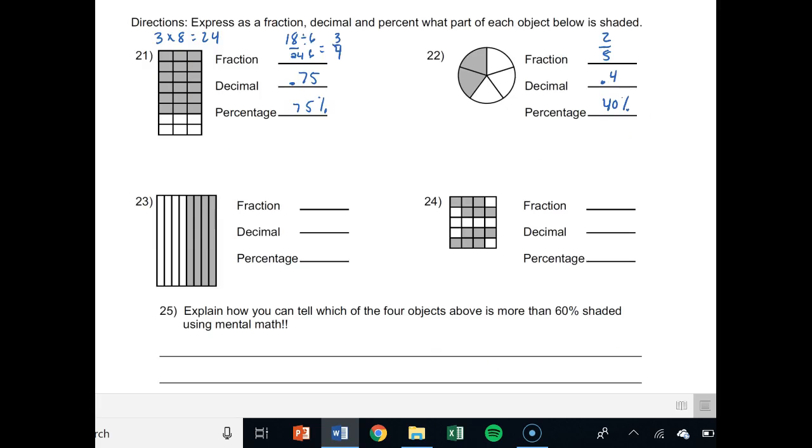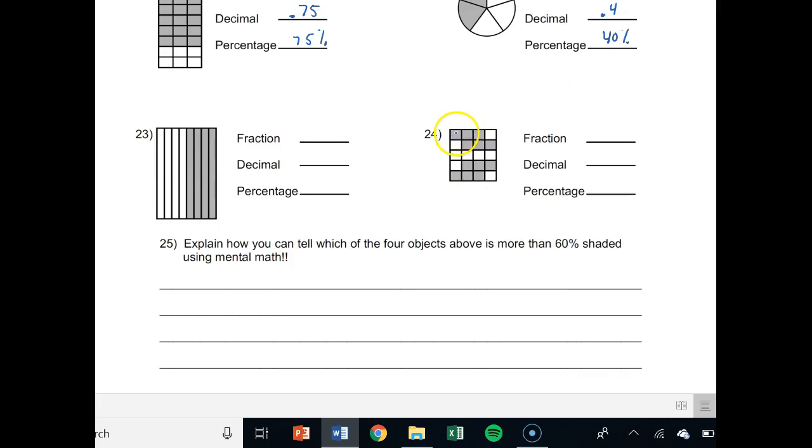All right, feeling a little generous, so I'll help you out with 24 as well. 1, 2, 3, 4 across. 1, 2, 3, 4, 5. So this is a 4 by 5, or it's out of 20. So your fraction's out of 20. And how many are shaded? It's 1, 2, 3, 4, 5, 6, 7, 8, 9, 10, 11, 12 are shaded.